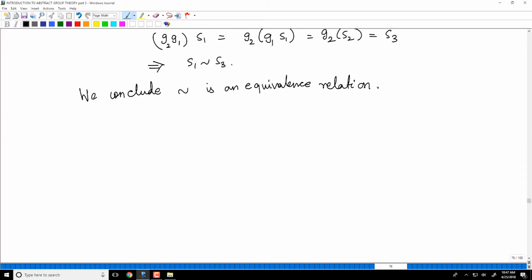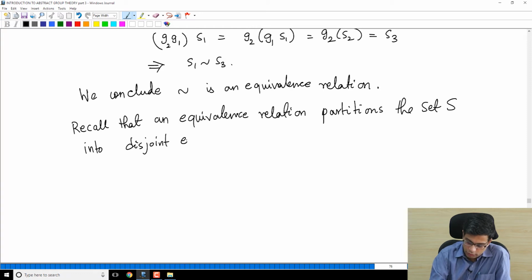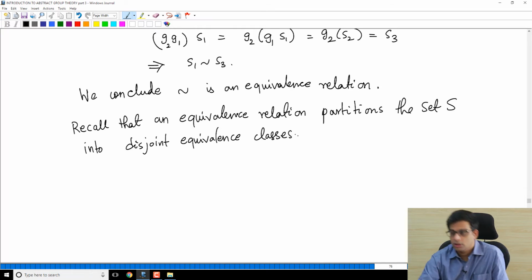But now I want to use the important property of an equivalence relation. Recall that in some sense the most important property for an equivalence relation is that it partitions the set into disjoint equivalence classes, right? We take equivalence classes.